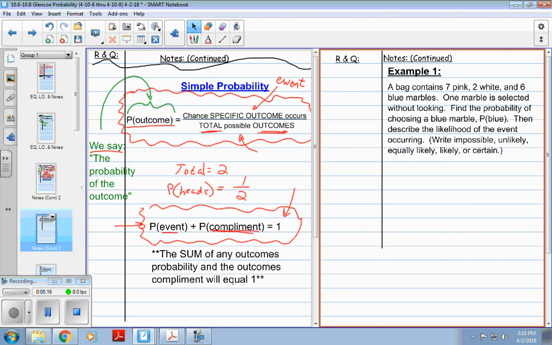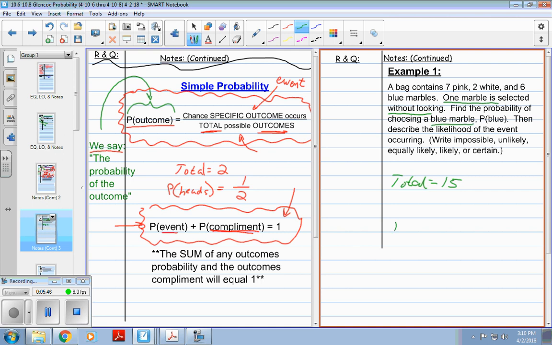So in our first example, we have a bag that contains 7 pinks, 2 white, and 6 blue marbles. What is the total possible number of marbles in there? Yeah, you're right if you said there's 15. Now, 1 marble is selected without looking. That means this is a simple event. We're just going to stick our hand into this bag, and we're trying to figure out what's the probability that we pull out a blue marble out of that bag.